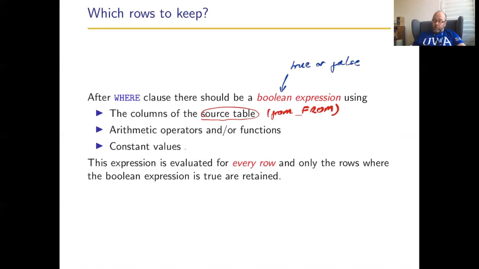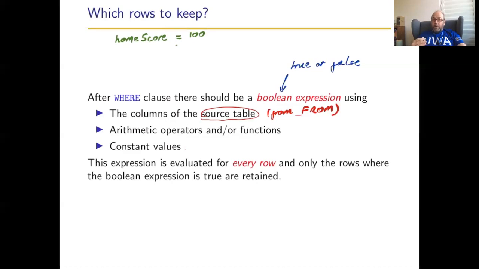Here are some examples of Boolean statements that we may have encountered earlier. Like home score, this is from the AFL case, home score equals 100. Okay, that is a Boolean expression. It checks whether the home score is equal to 100. If it's processing a row where the home team scored exactly 100 points, then that will be true. If it's processing a row where the home team did not score 100 points, then that will be false.